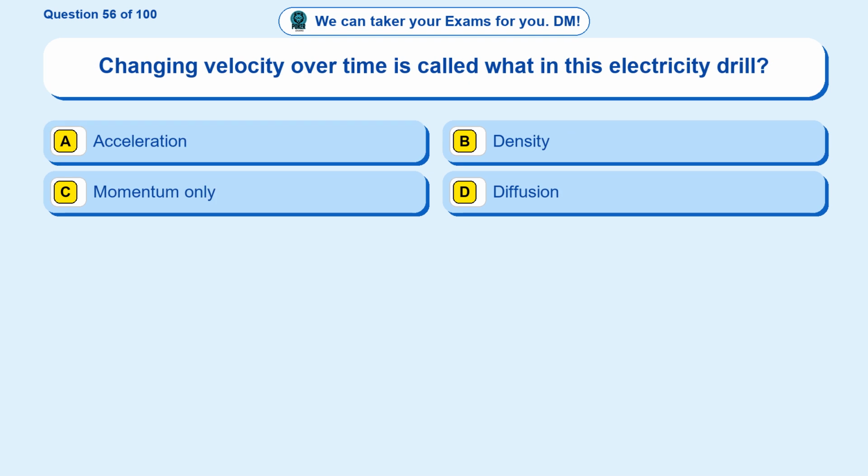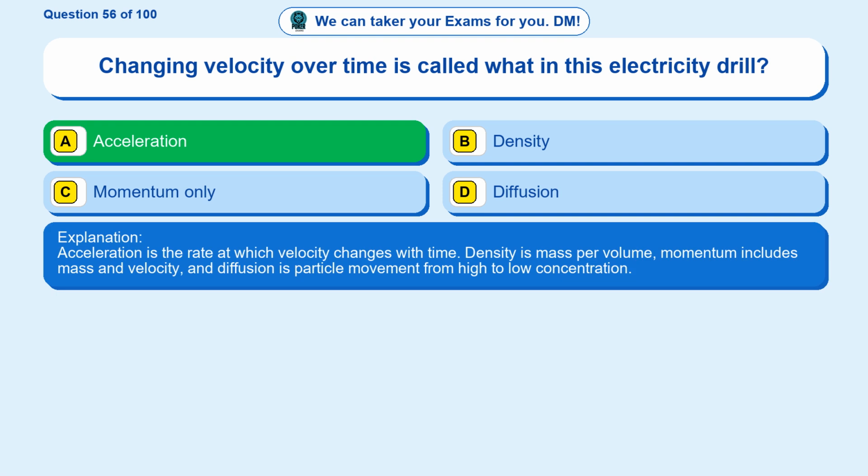Question 56. Changing velocity over time is called what in this electricity drill? Option A, acceleration. Option B, density. Option C, momentum only. Option D, diffusion. The correct answer is option A, acceleration.